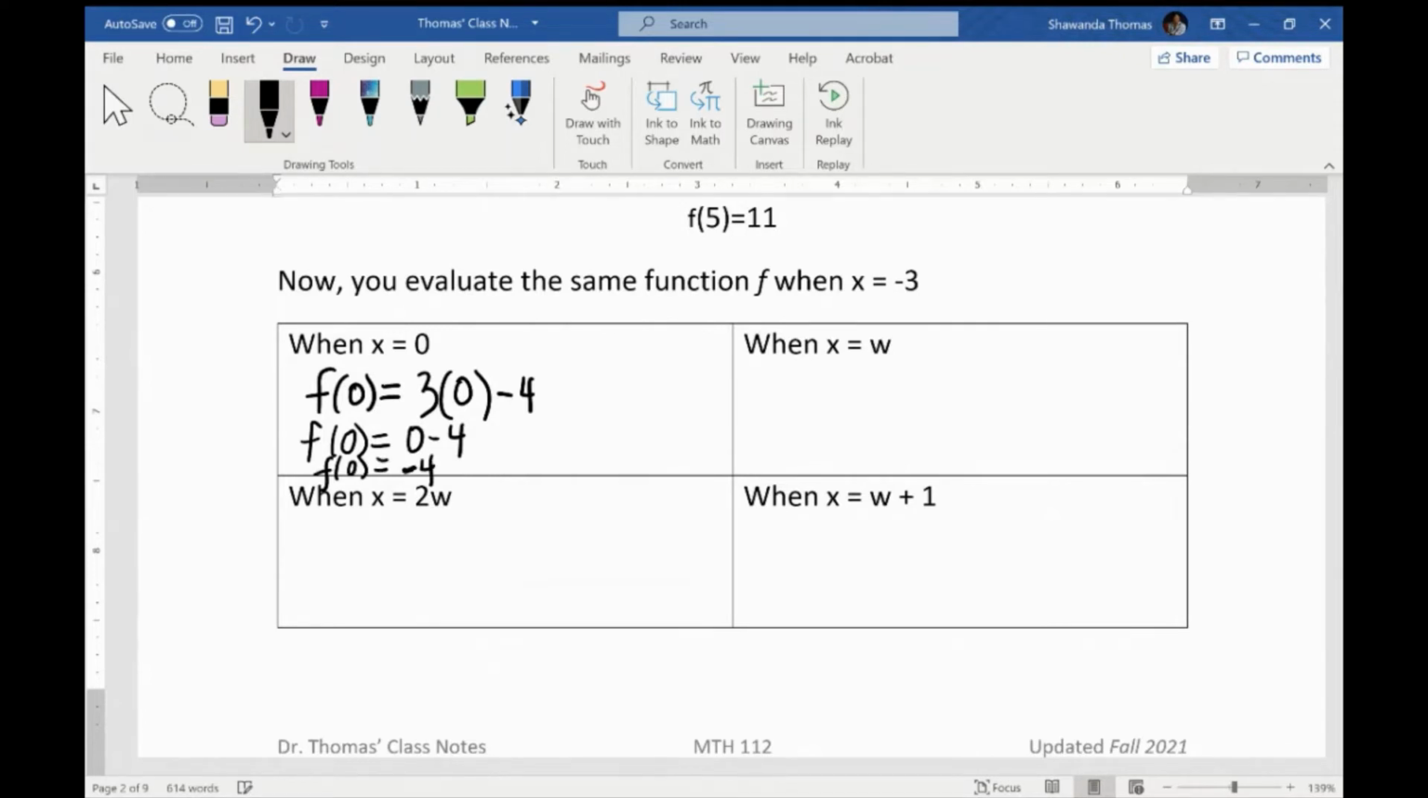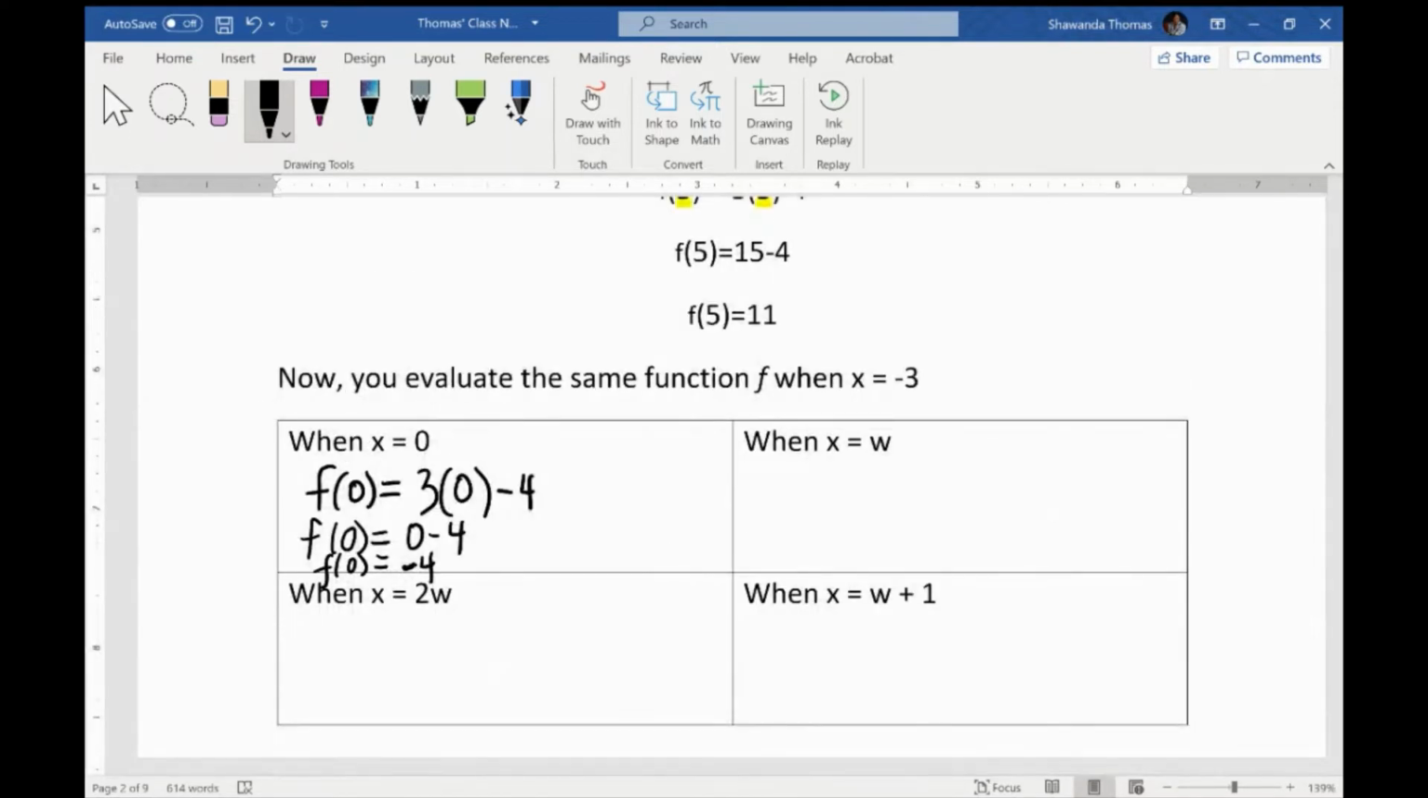Correct. 0 minus 4 is negative 4. All right. Pretty simple, right? Any questions? That was it. That was all, folks. All right, so let's move on to x equals w. Same thing. Don't get flustered or anything because it's a letter.